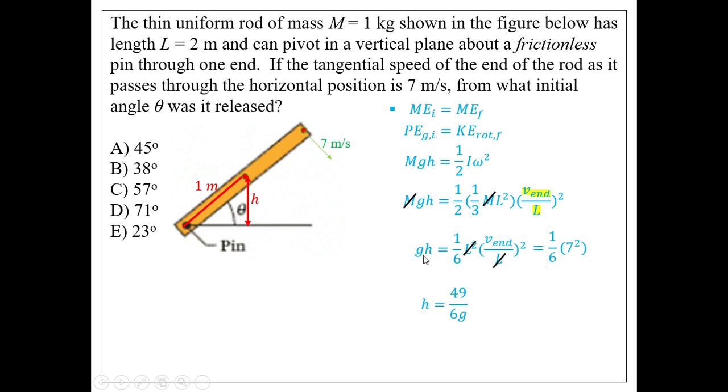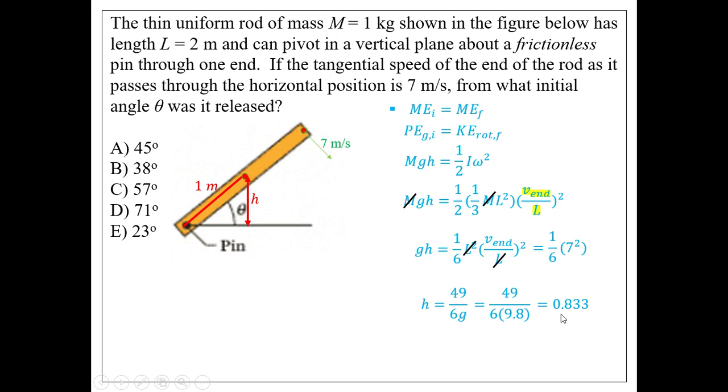To solve for H, I'm just going to divide both sides by G. So here you have 7 squared, which is 49. 6 is already on the bottom, and then you're going to divide both sides by G, which will make it 6G. And then if you just punch in 9.8 for G, it would be 49 divided by 6 times 9.8, which would be 0.833, and it keeps running. So I'm just going to round to 3 decimal places there.